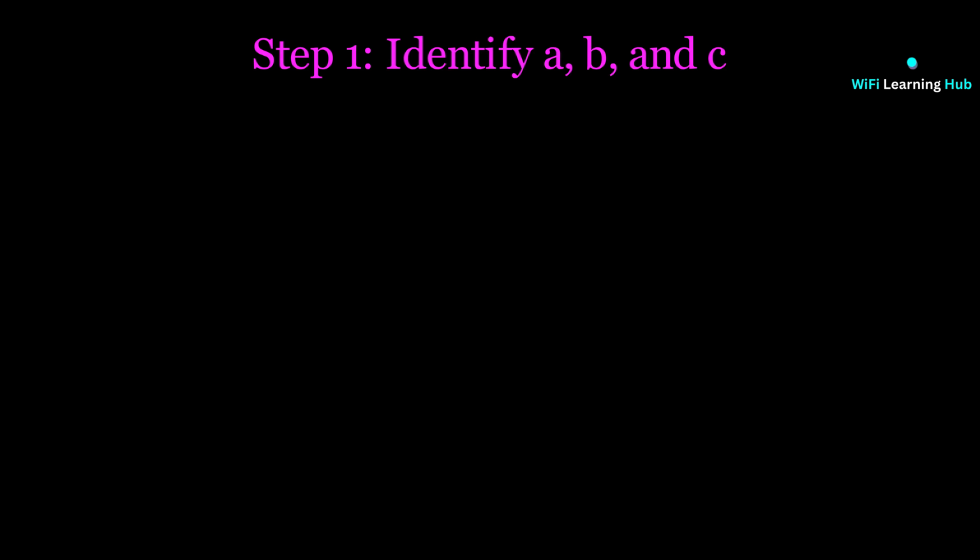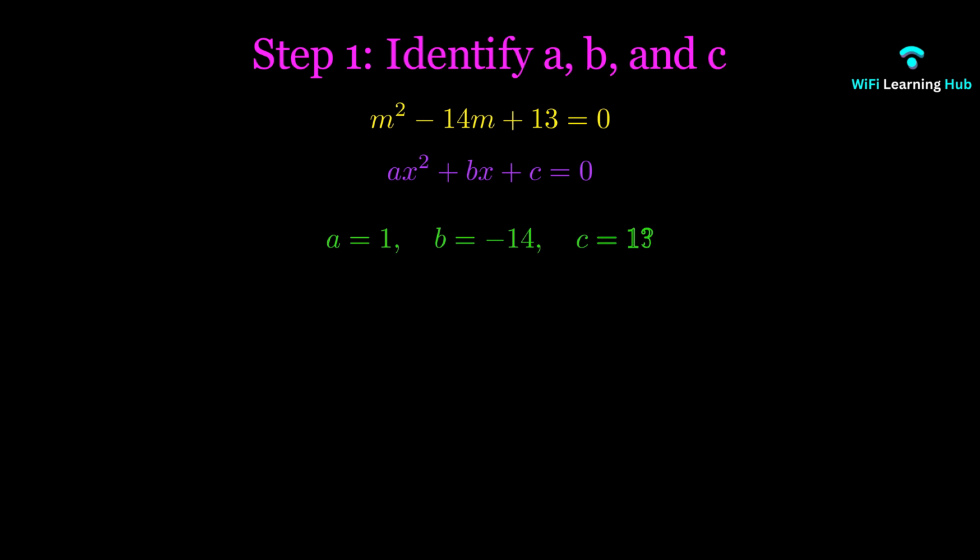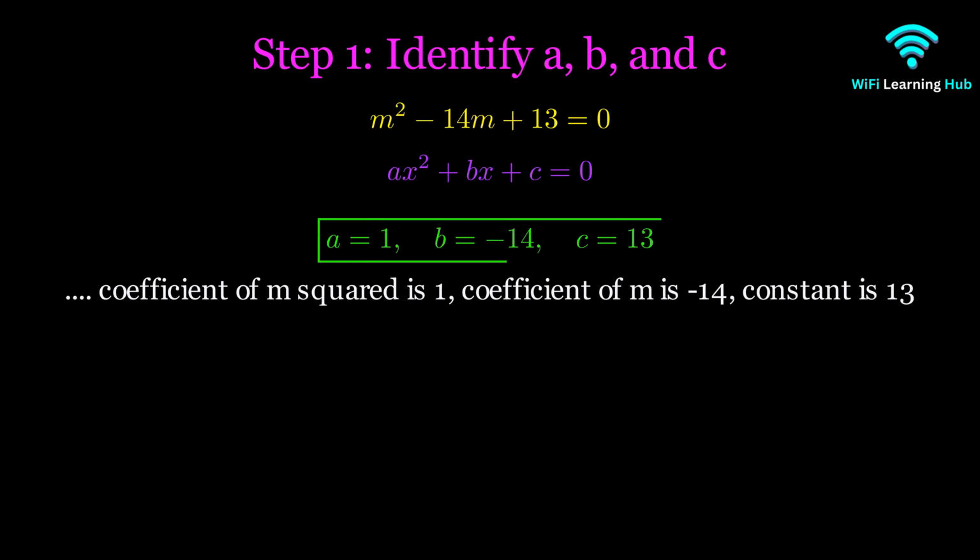First identify the values of a, b, and c. Compare m squared minus 14m plus 13 equals 0 with the standard form. So a is 1, b is negative 14, and c is 13.